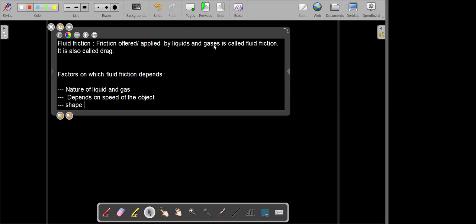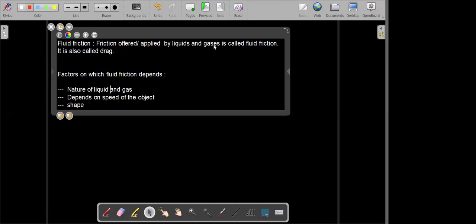That's a very small dependence. It depends very little on the nature of the surface. Direction? No, not direction. This friction always acts in a direction opposite to the direction of motion. All frictional forces act in a direction opposite to the direction of motion. Anything else? Sir, does it depend on the molecules present there? See, these are the three things on which it depends. It depends on the nature of the fluid, the nature of the liquid and gas.